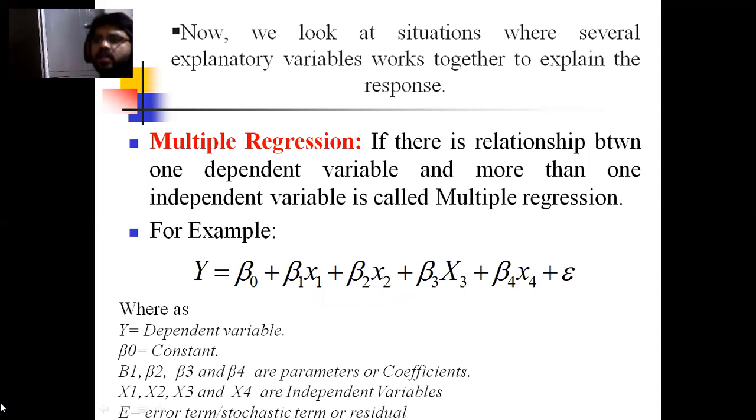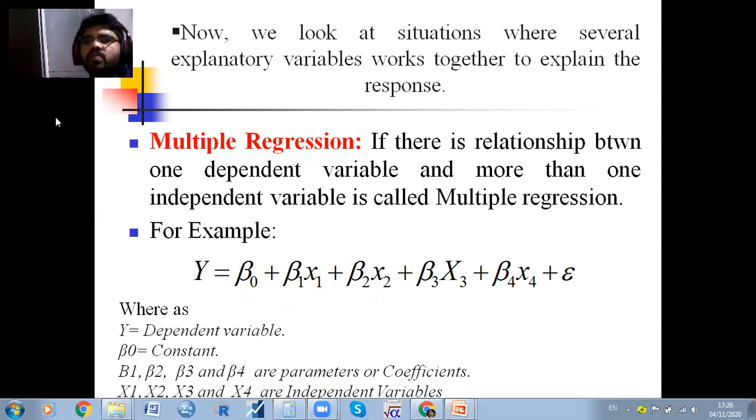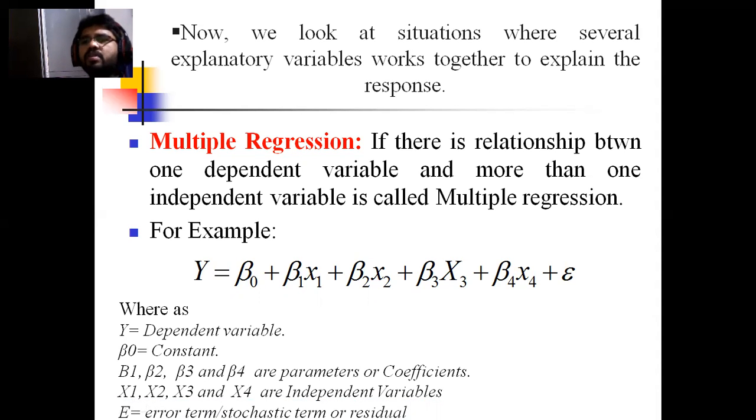Now we look at the situation where several independent or explanatory variables work together to explain the response. We have studied only one dependent variable and one independent variable. In multiple regression, the number of independent variables is more than one. If there is a relationship between one dependent variable and more than one independent variable, it is called multiple regression.